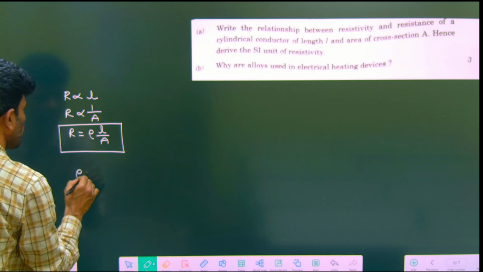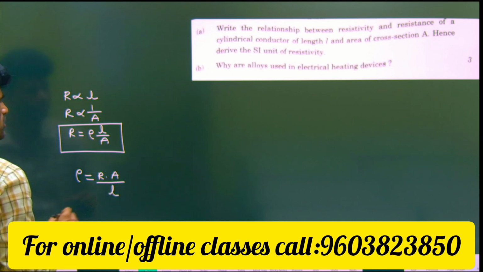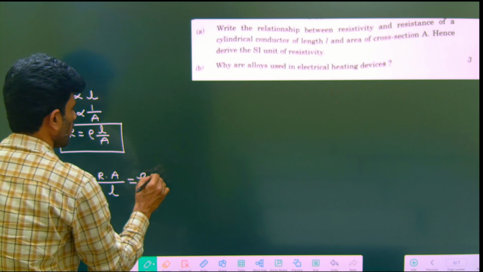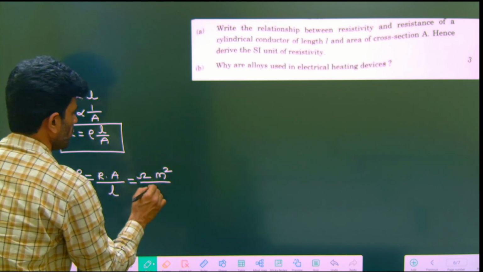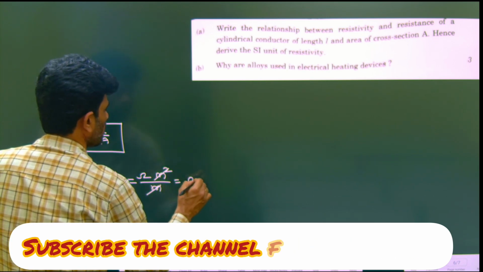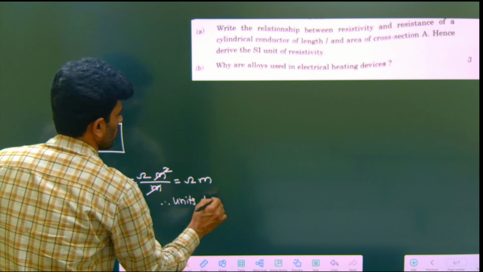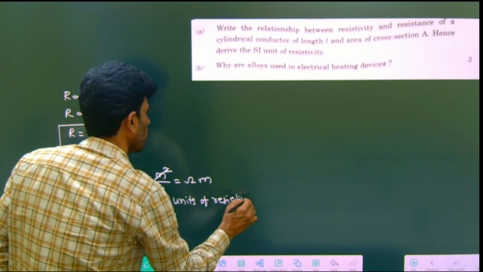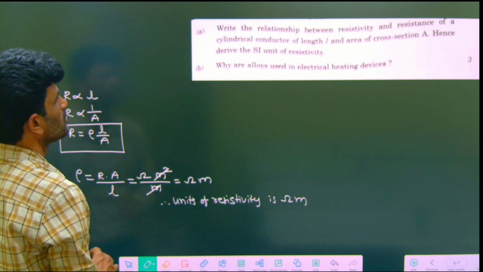Then from this we can write, rho is equal to R into A by L. What are the units of R? Ohms. What are the units of area? Meter square. What are the units of length? Meter. Now if you cancel 1 meter square by 1 meter, the result will be ohm meter. Therefore, units of resistivity is ohm meter. If you write like this, you will get 2 marks.